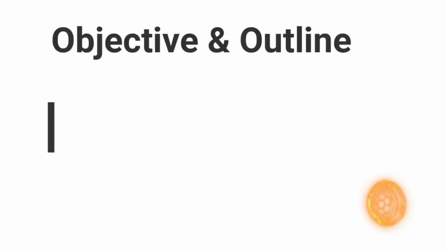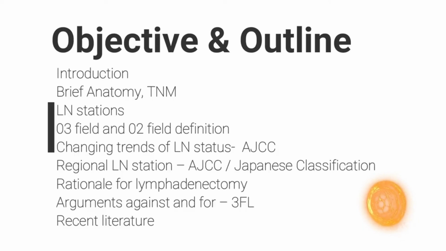This video tutorial has been divided into the following headings: introduction, brief anatomy of the esophagus, TNM staging, different lymph node stations, 3-field versus 2-field definition, what are the changing trends of lymph node status according to the AJCC classification 6, 7 and 8, regional lymph node stations according to AJCC and Japanese classification, what is the rationale for lymphadenectomy, arguments against and for 3-field lymphadenectomy, and the relevant literature review.